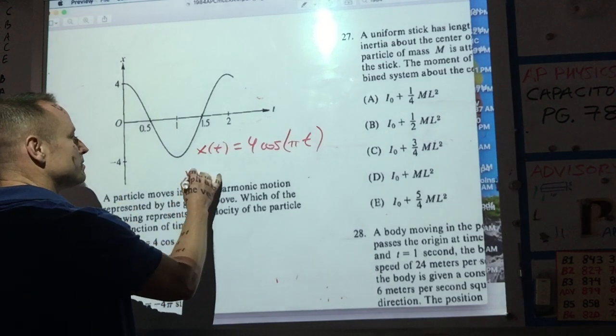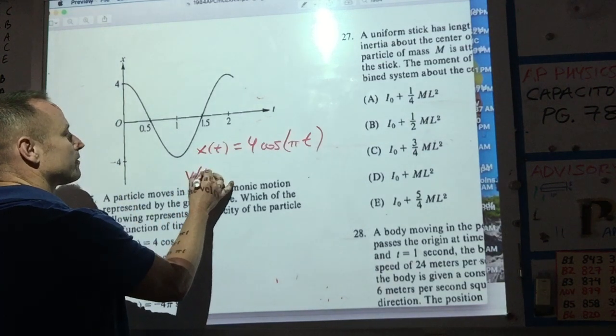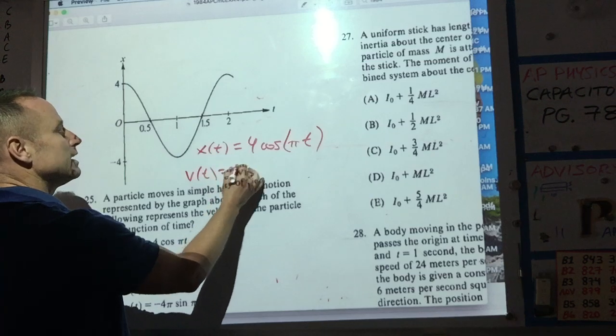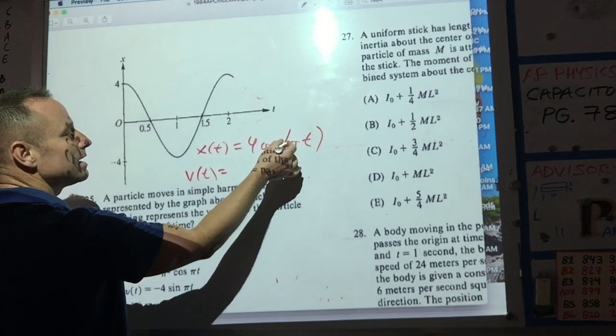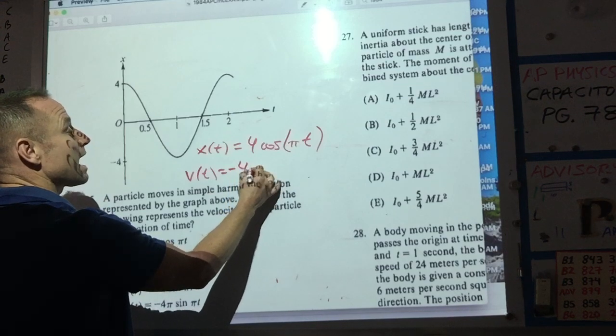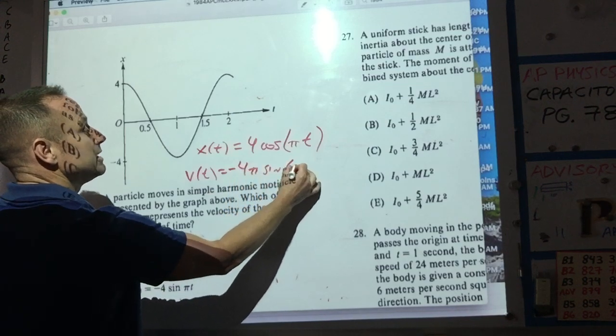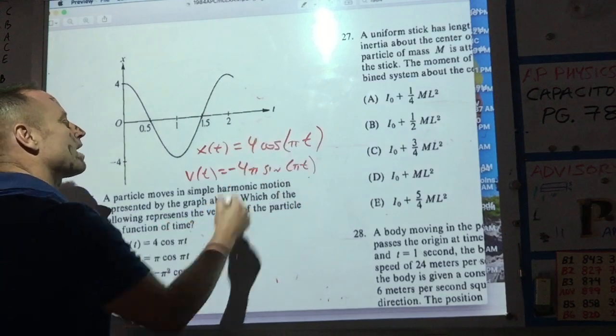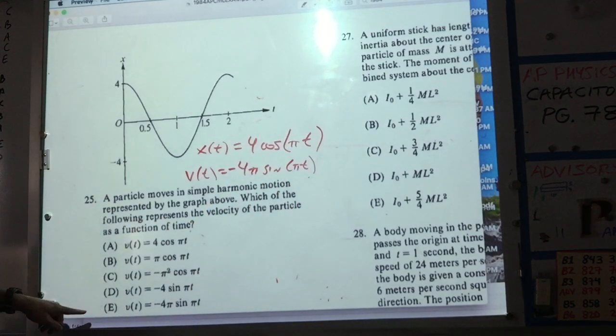Then velocity is going to be the derivative of that. So you just have to take the derivative. The derivative of cosine, with the negative sign, gives you negative 4 pi sine of pi t. The pi comes out when you take the derivative, so 25 should be E.